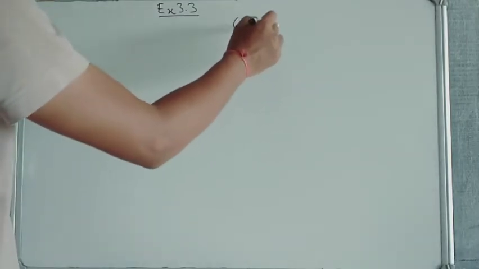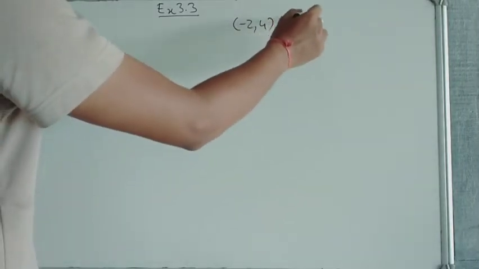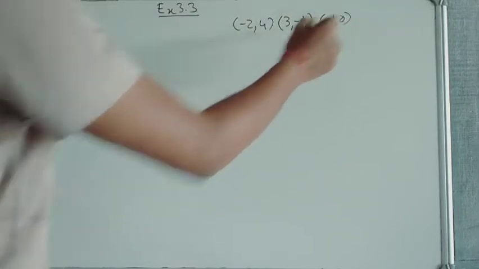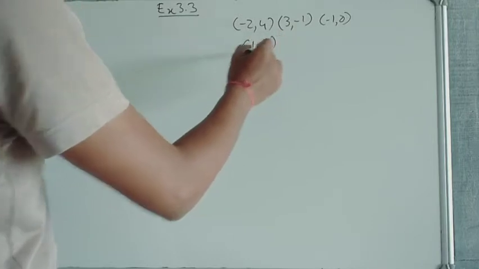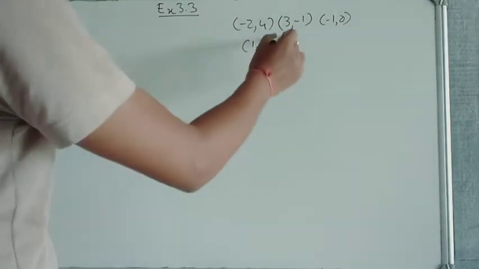So now exercise 3.3 we will do. In 3.3, in which quadrant or on which axis does each of the following points lie: (-2, 4), (3, -1), (-1, 0), (1, 2), (-3, -1).